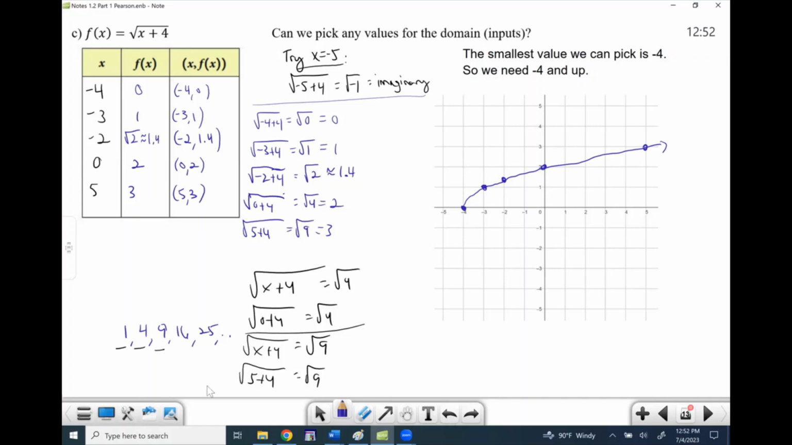Okay. All right. So it's actually kind of tough sometimes picking what you want to plug in for x. So we really have to think about what values will make it work.